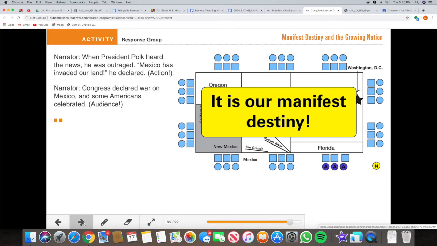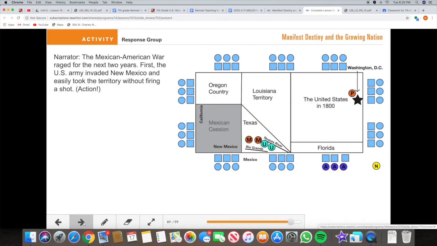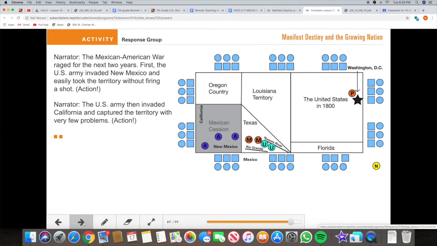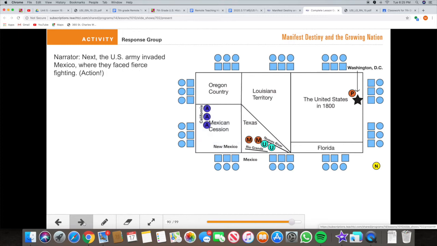The Mexican-American War raged for the next 2 years. First, the U.S. Army invaded New Mexico and easily took the territory without firing a shot. The U.S. Army then invaded California and captured the territory with very few problems. Next, the U.S. Army invaded Mexico, where they faced fierce fighting. Bummer, we can't play this out in class.